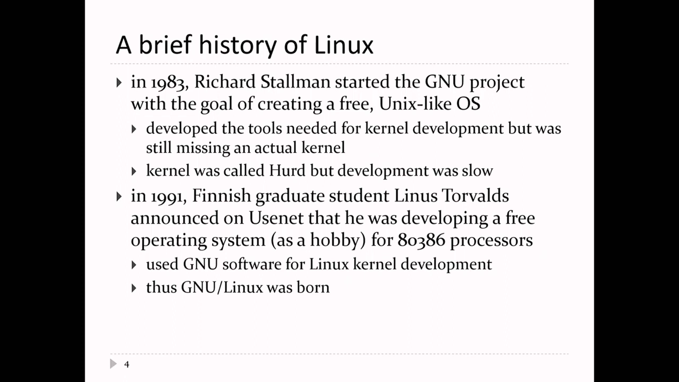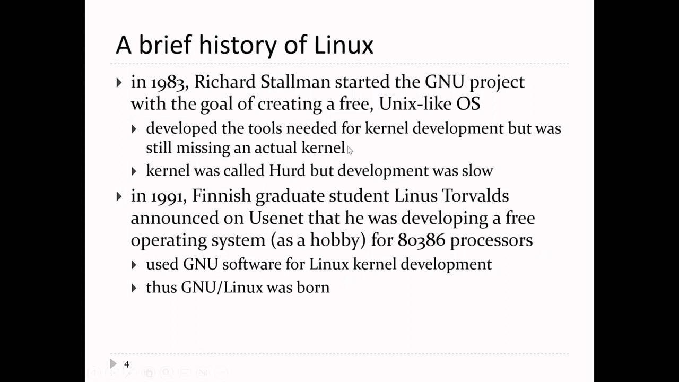So they managed to build the tools. They built the compiler, a bunch of command line tools like the ones I've been showing you. They were responsible for implementing those. And they never got around to making the kernel. So the kernel for GNU is called Herd. It's still not done today.